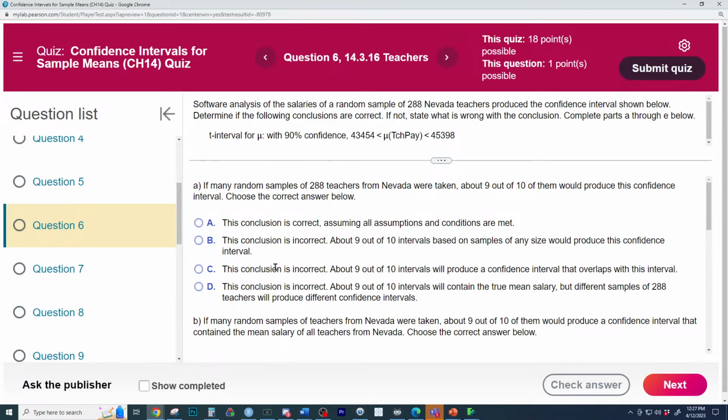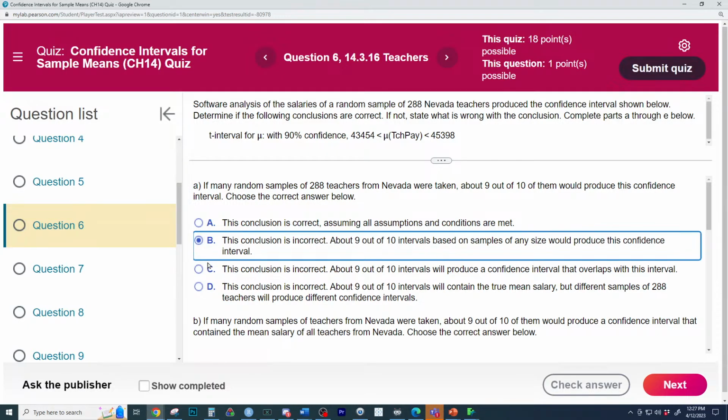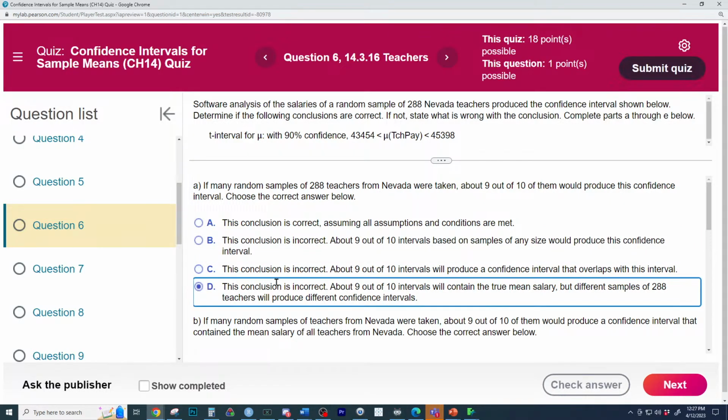About 9 out of 10 intervals will produce a confidence interval that... No. This one's probably going to be correct. This conclusion is incorrect. About 9 out of 10 intervals will contain the true mean. That's correct. About 90% of the intervals will contain the true mean. But different samples of 280 teachers will produce different confidence intervals. Yeah. It's a very weird, bad interpretation that they give right here.